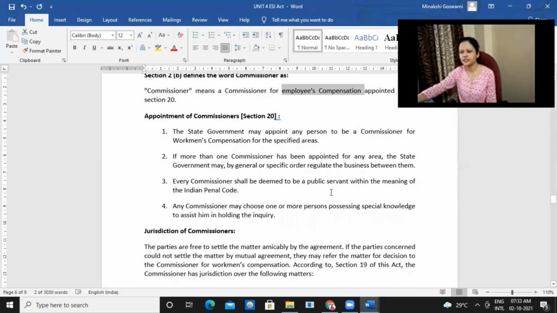Every commissioner shall be deemed to be a public servant. Like under IPC, we have this concept called public servant. There are different sorts of crimes against a public servant, so they are getting some benefits or immunities basically. They are considered as public servants under IPC. Any commissioner may choose one or more persons having special knowledge who can assist him in conducting his inquiries and all the other processes that he needs to go through.